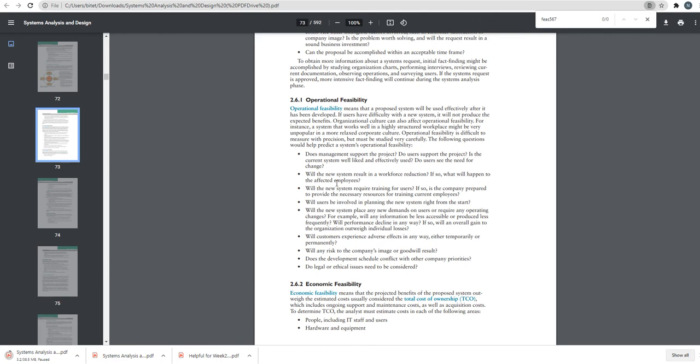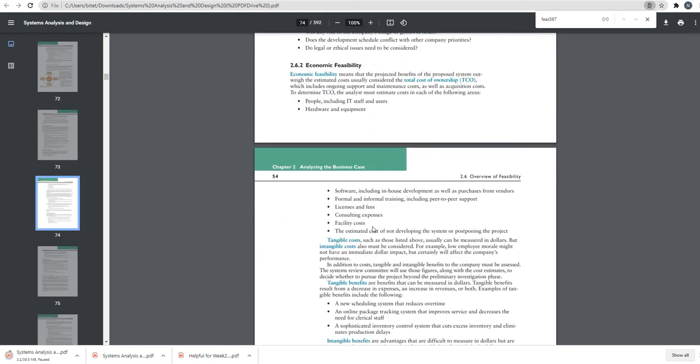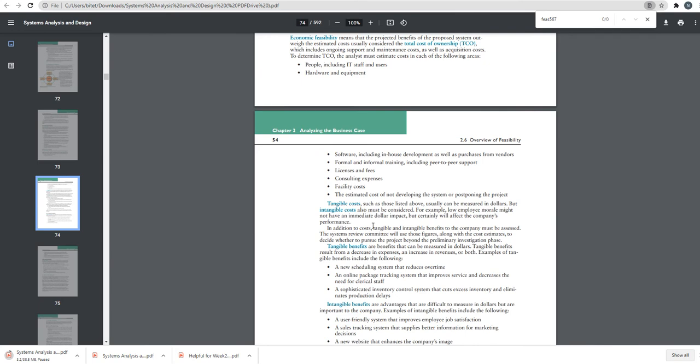So just cross check all the detail. Next one is economic feasibility. Economic feasibility means there will be different types of costs that will be engaged in the proposed project.